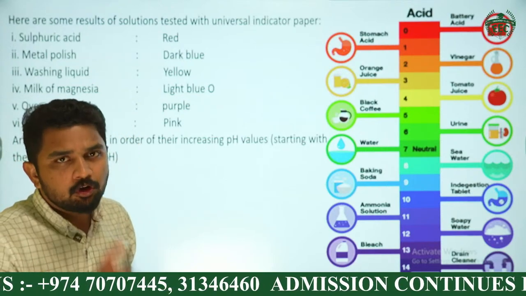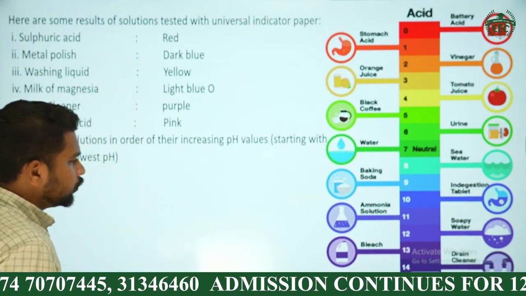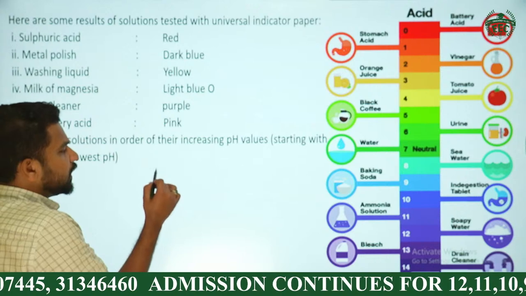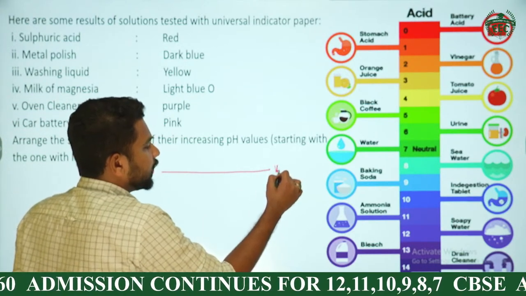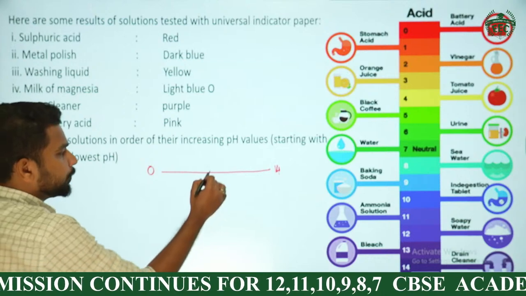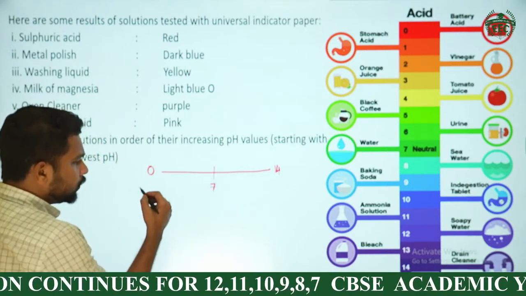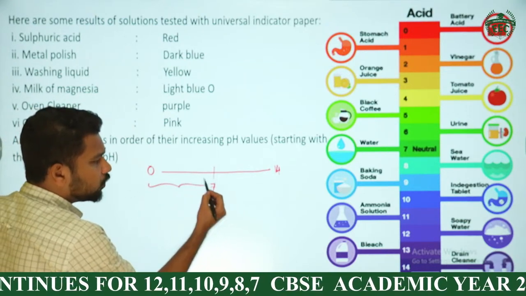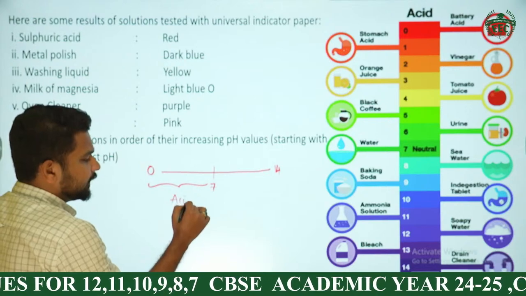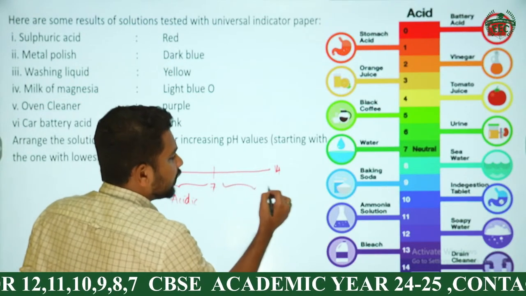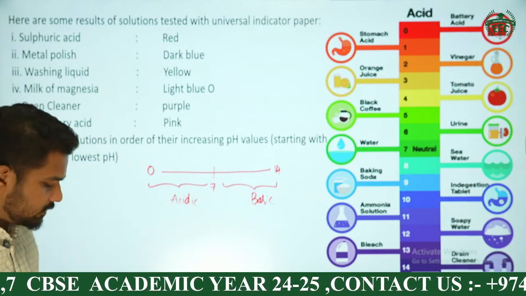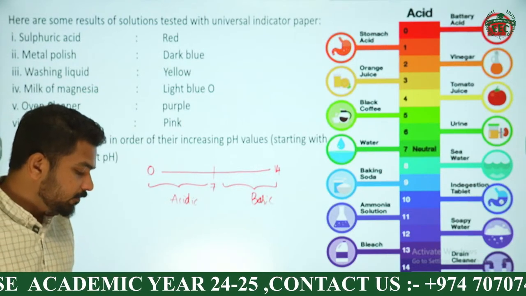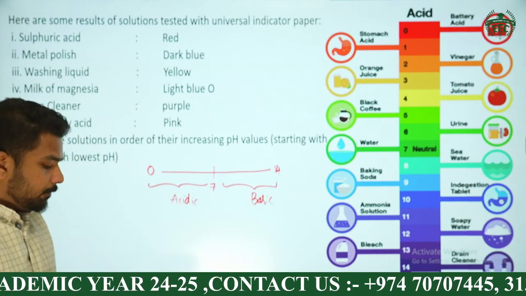And you know the pH scale, right? What is the pH scale? The pH scale is from 0 to 14. If the pH value is 0 to 7, it will be acidic. And if the pH value is 7 to 14, it will be basic. Very good. It will be basic.